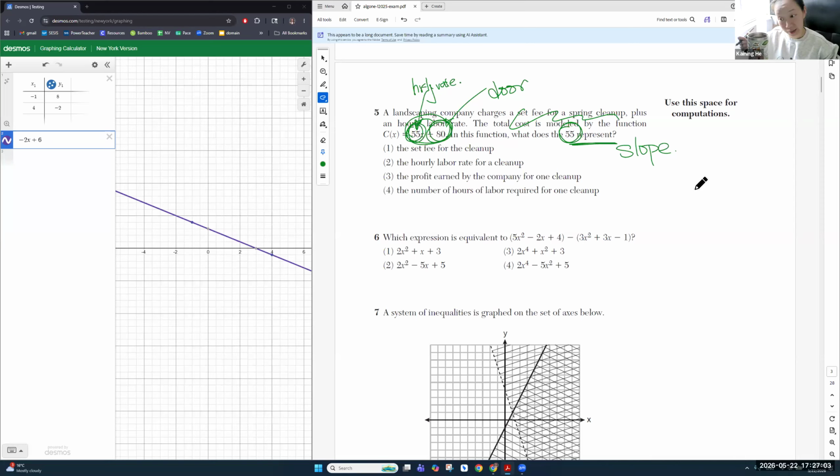Hourly rate. So what is that going to be? Literally, we circled the 55 and said that's the hourly rate. So answer choice number 2. The number of hours, that is going to be the letter X itself. So the number of hours of labor required for one cleanup, this is the letter X. It's talking about the X amount of hours. And the profit has nothing to do with anything here, we never know what the profit is. And then the hourly labor rate, that's the money for every single hour, and actually that is the 55. And then the set fee for the cleanup is whatever it is for showing up at your door, that is going to be the 80.